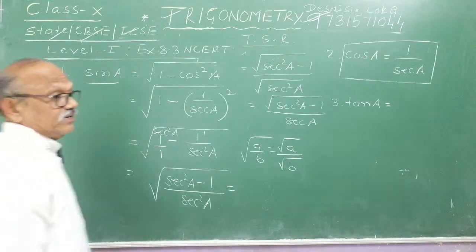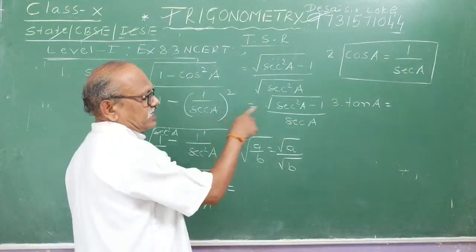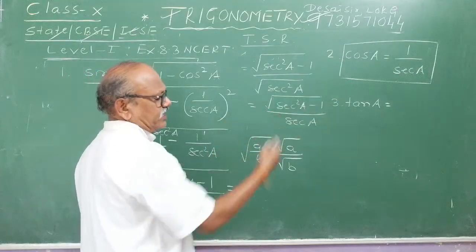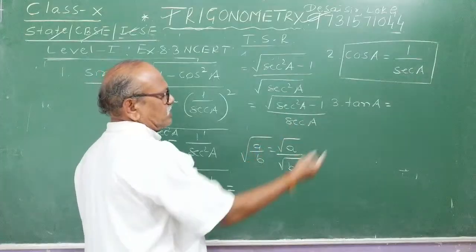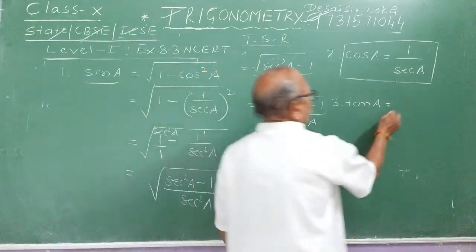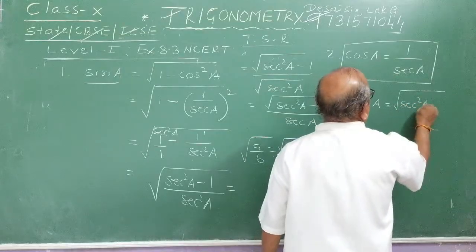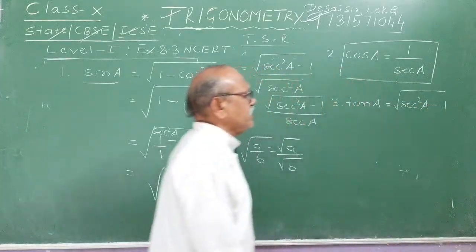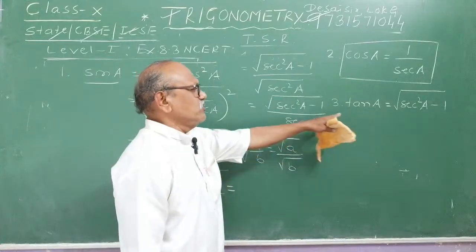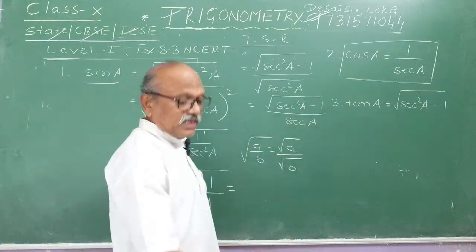See the identity. Which identity? 1 plus tan square theta is equal to sec square theta. Sec square theta minus 1 is equal to tan square theta. Tan A is equal to root of sec square A minus 1, is it not? Observe the identity. Sec square theta minus 1 is equal to tan square theta. The identity is available in the list.